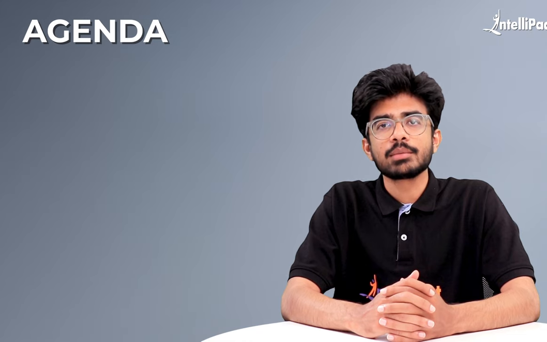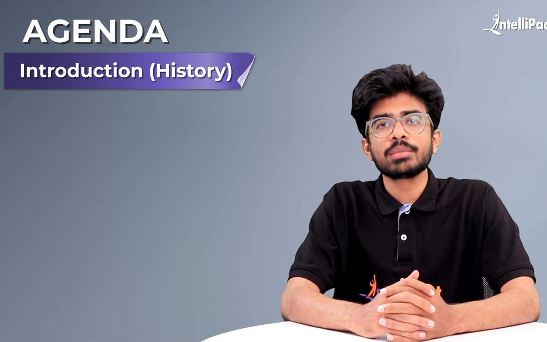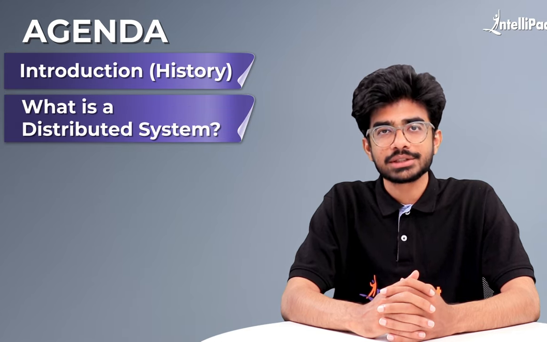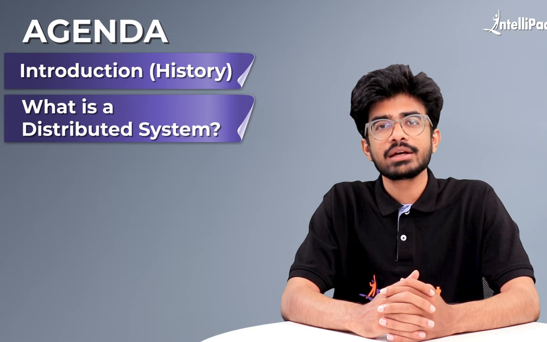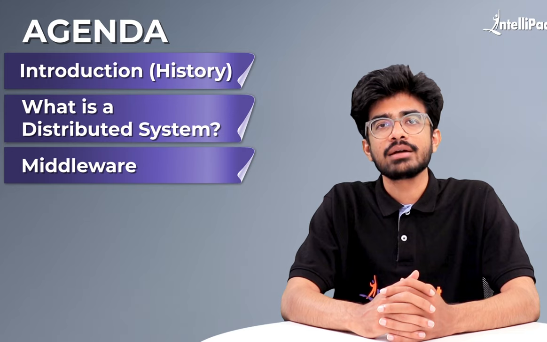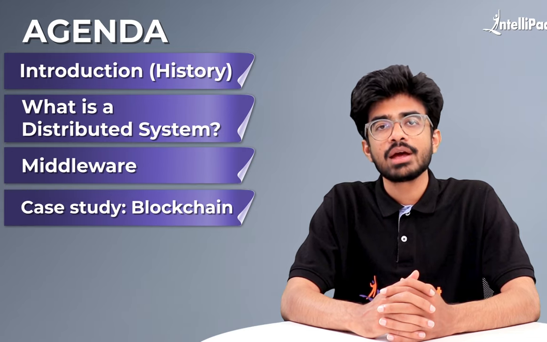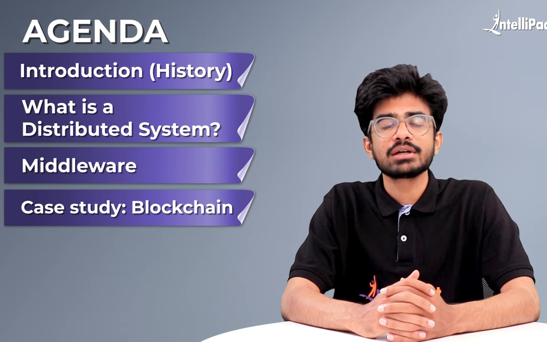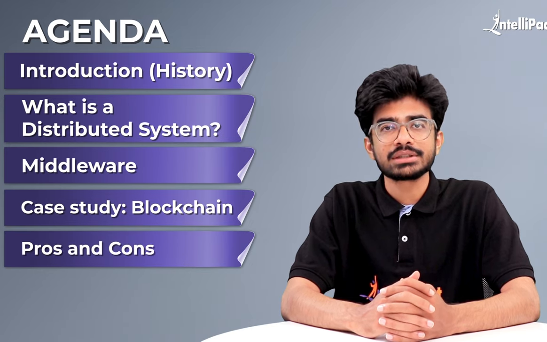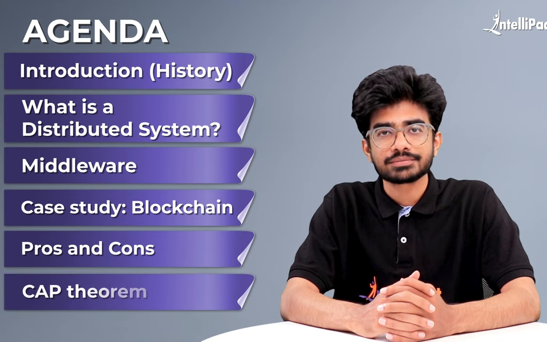Now, let us take a look at the agenda for the video. Firstly, I'll be explaining about the introduction to distributed systems. We'll be taking a look at the history of distributed systems, followed by what exactly is a distributed system. And after that, we'll be taking a look at a concept called middleware in distributed systems. And after that, we'll be taking a look at a case study, which is for blockchain. And after that, we'll be taking a look at certain pros and cons of distributed systems. And finally, we'll be taking a look at the most basic theorem in distributed systems, which is the CAP theorem.